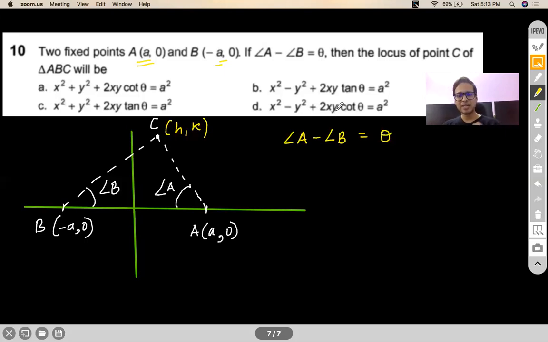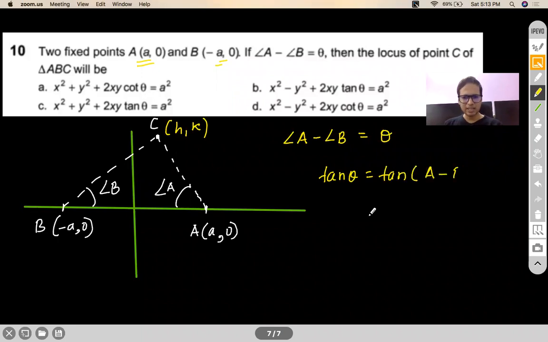My teacher always used to say, the presence of an option solves 25% of the question, and the remaining 75% is your skills. Many times it will solve 100% of the question also. So when I see the presence of tan and all terms, the idea comes: let's find tan of theta. That means you're finding tan of a minus b.